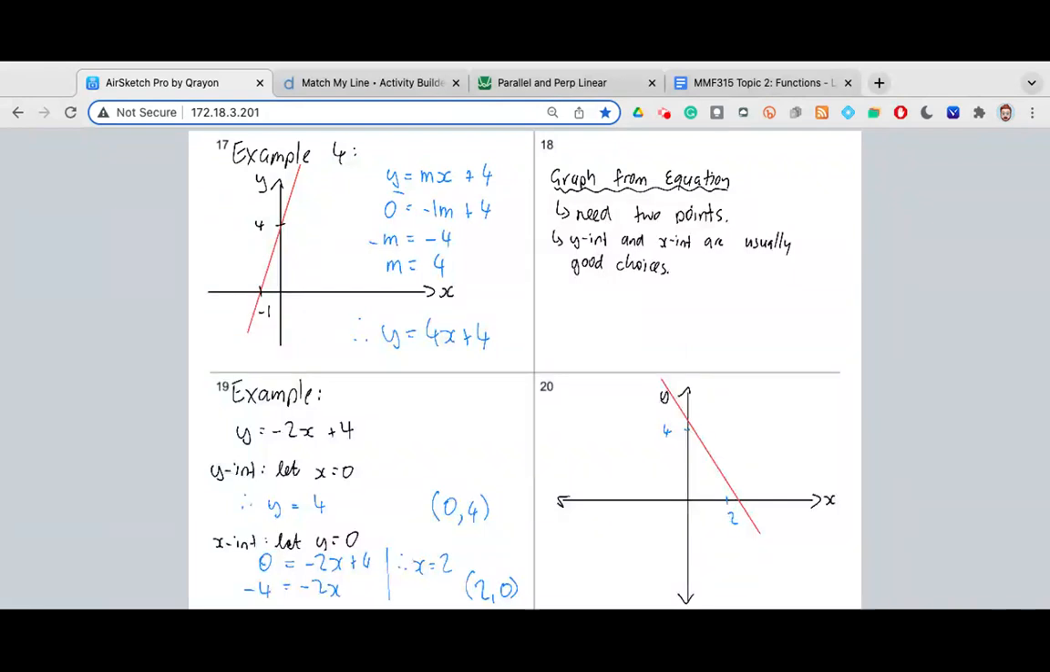And don't forget, personally, I prefer to put arrows at the end. There's no need to label the line unless you're drawing more than one line on the graph. So if you were drawing 2 or 3 lines, particularly for a point of intersection, label the graph with the actual equation itself. So y equals negative 2x plus 4. But if it's just the one line, you don't really need to.